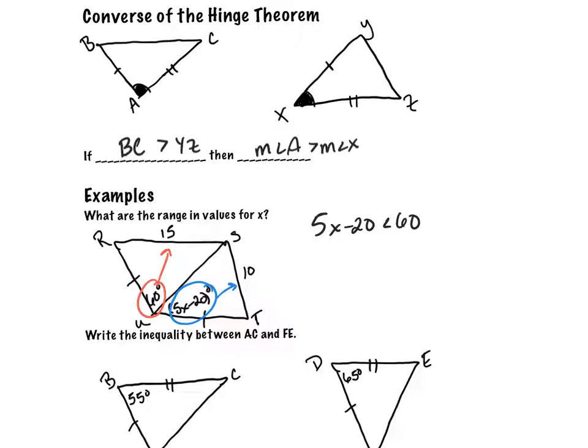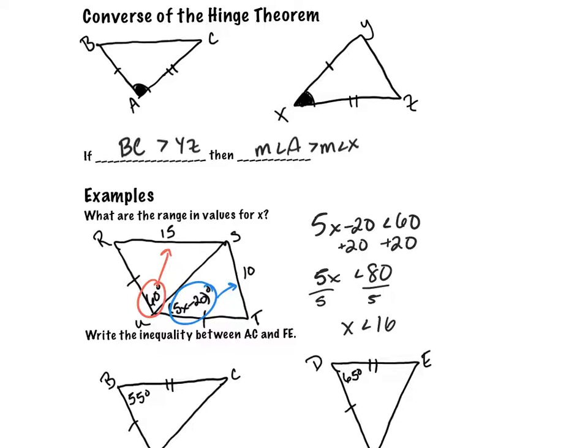So I just need to solve this inequality, right? Don't get freaked out about inequalities. We're going to solve them the same way we would an equation. So add 20, add 20. So 5x is less than 80. Divide by 5. So x has to be less than 16. Now that's kind of that upper bound.